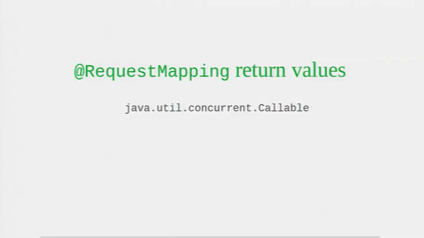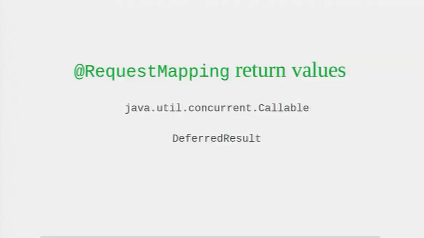Probably everybody's familiar with Java util concurrent Callable. It's just a simple interface with one method that can be called, and it returns an object. So effectively, instead of returning a value as normal, the controller is now going to return a callable that can be invoked asynchronously, and that's what's going to produce the value.